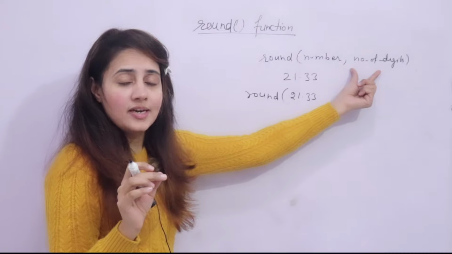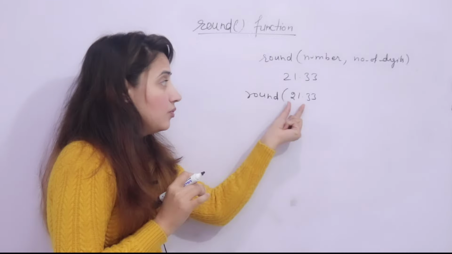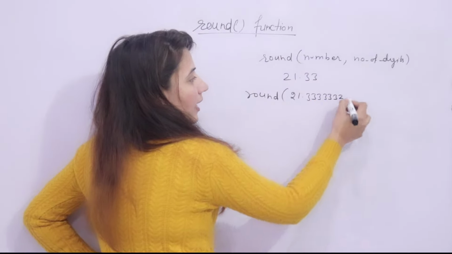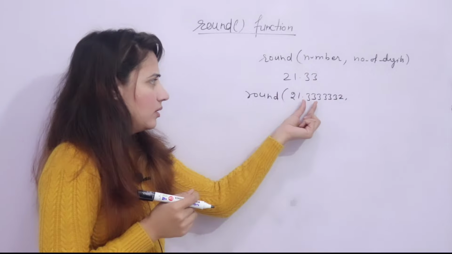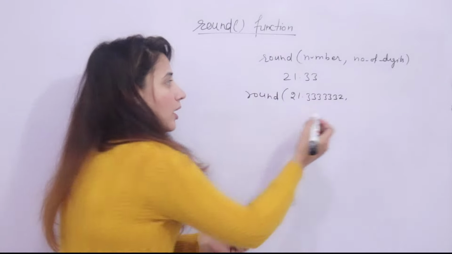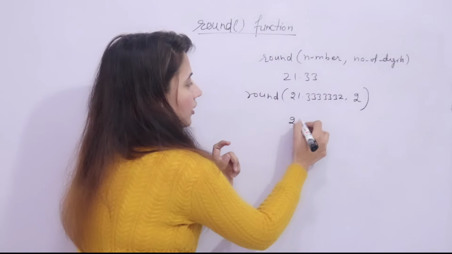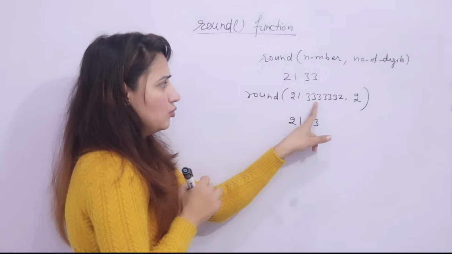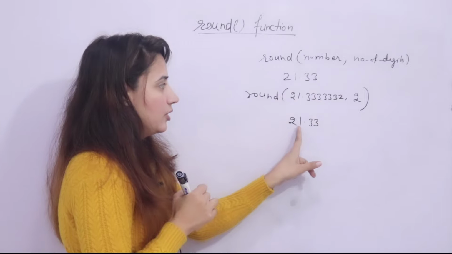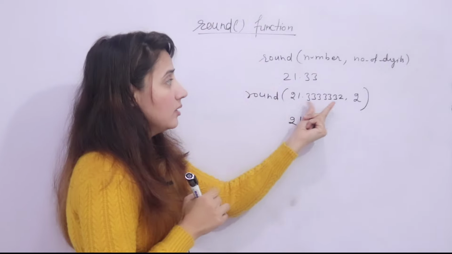But the number of digits, the second argument, is optional, right? It is the number of digits up to which you want to round off this number. If it is 21.333, something like this, generally we use up to 2 decimal points in calculation, or maximum 3 decimal points. So I want to round off this number up to 2 decimal points. So what will it give? 21.33, because after 2 digits it is 3, which is less than 5. So no updation would be there. As it is, it would be 21.33, right? So the number is compulsory to mention, and the number of digits is optional.